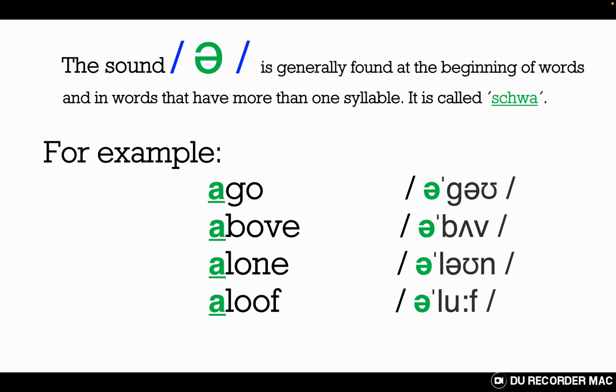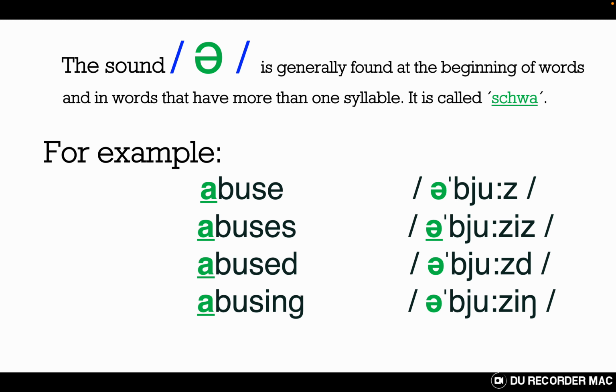The second word, above, above. The third word, alone, alone. The last word, aloof, aloof. So we have ago, above, alone, aloof. Let's go to the next group.